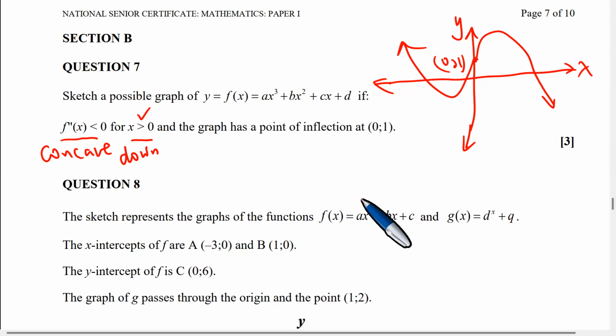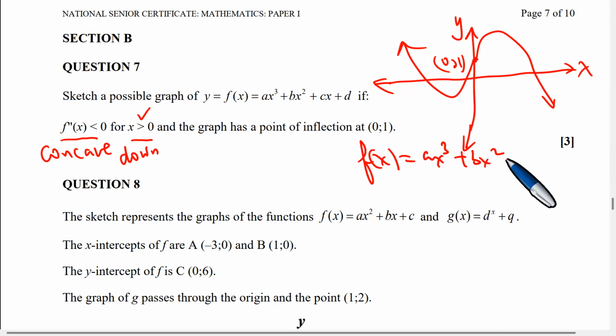Just look at this one and make sense of it. This is the possible graph for the cubic function f of x, which is ax cubed plus bx squared plus cx plus d. Next question.